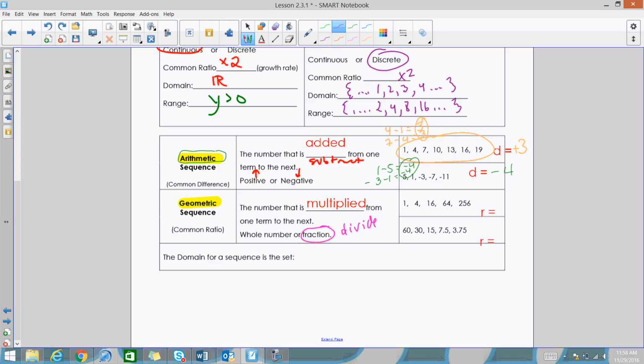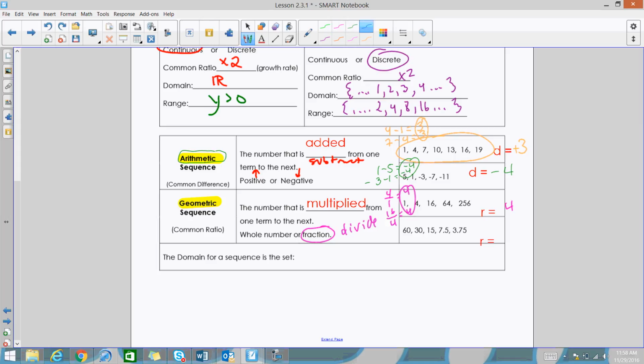Now how you do that is almost the same thing. You take the second number, 4, and you go 4 divided by 1 is 4. And then you do it again. Take the third number, 16 divided by 4 is 4. This is your common ratio, 4. You really multiply by 4 to get to the next number. 1 times 4 is 4. 4 times 4 is 16. 16 times 4 is 64, and so on and so forth.